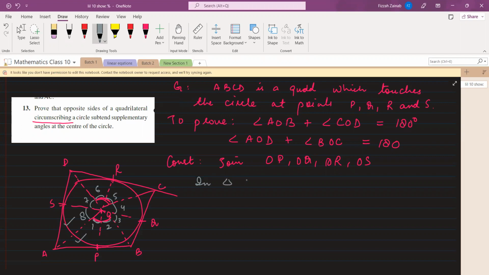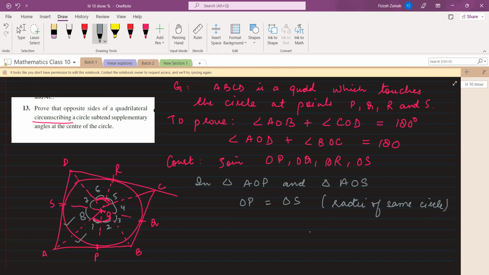So, I'm taking these two triangles. Now, in triangle AOP and triangle AOS, now tell me three things quickly. PO equal to PR. PO is equal to? Or OP is equal to how much? OS. Why? Radii. Yeah, both are radii of the same circle. Okay. Next.